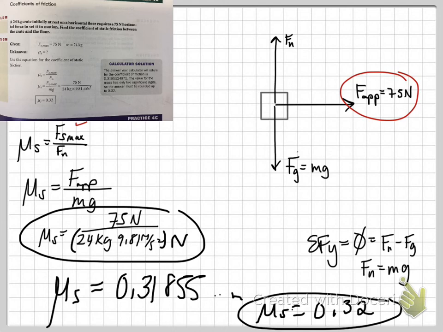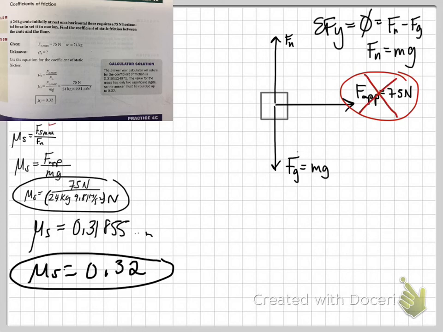Obviously, the lower that number, the lower the coefficient of friction. Do you think it would be harder or easier to get something moving? Easier. You can play around with that yourself. Actually, let's do an extension on this problem. Say the coefficient of friction between this box and this surface was, instead of 0.32, what if it was 0.10? What applied force would be necessary to get this thing moving?